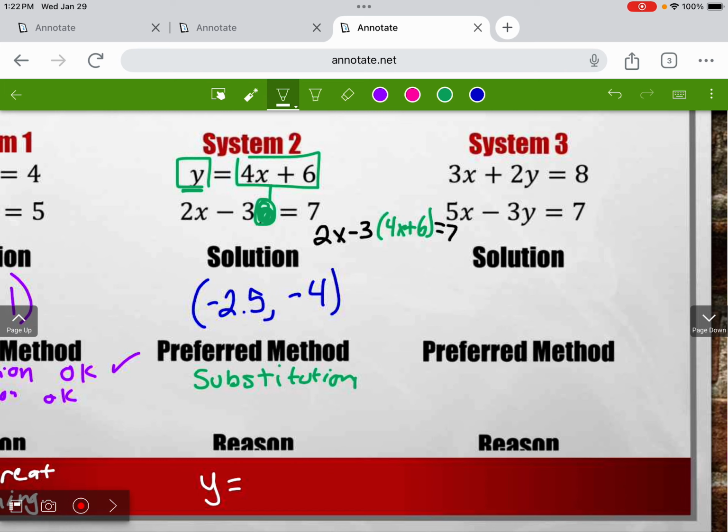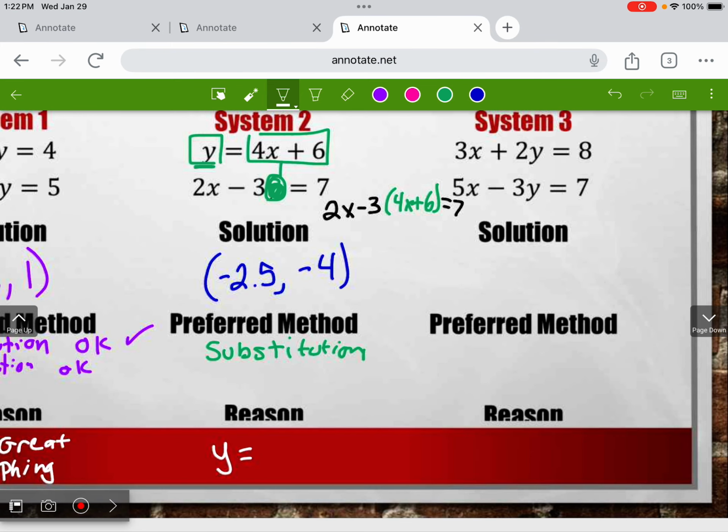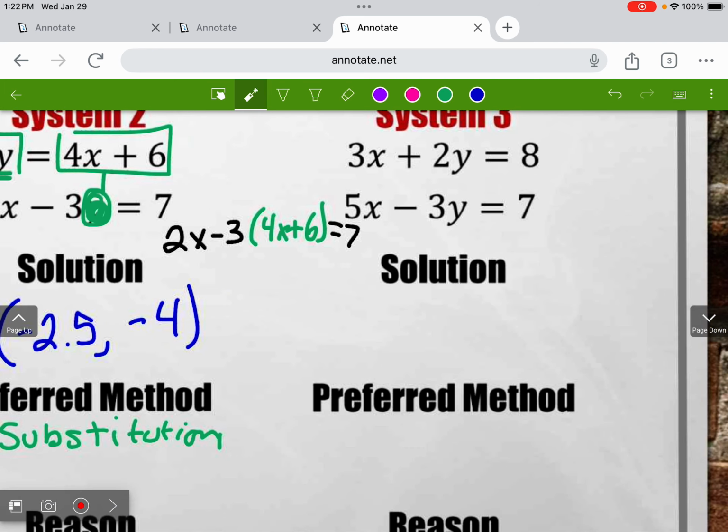And then for system number 3, that would be person A's elimination, person B's graphing, I'm sorry, and person C's substitution, which is also gross, but less gross. What is this one set up for? This one's pretty closely set up.